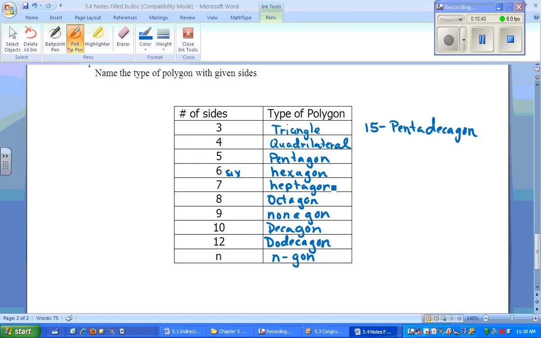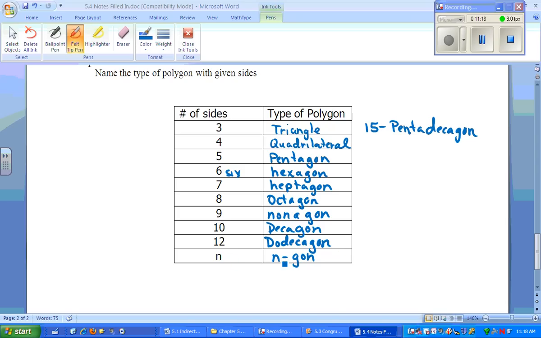Seven is a heptagon. Okay? Heptagon. H-E-P-T-A-G-O-N. Eight, octagon, the ocho. Octopus has eight legs. Spiders have eight legs. Octagon. Nine, nonagon. 10, decagon. A decade is 10 years, so it's a decagon. 12 is a dodecagon. Do, dozen, dodecagon.